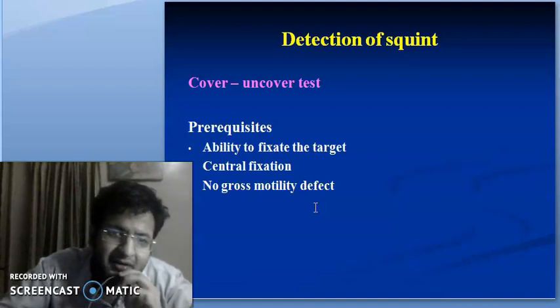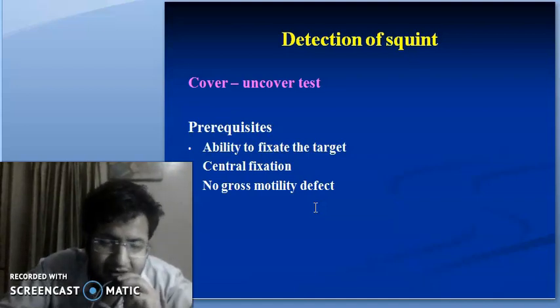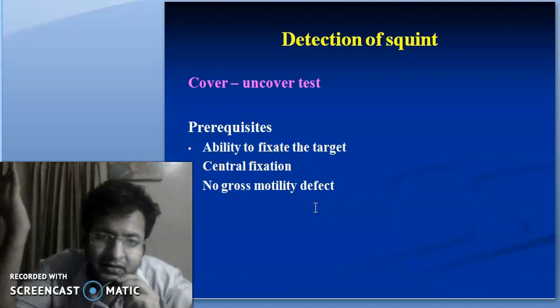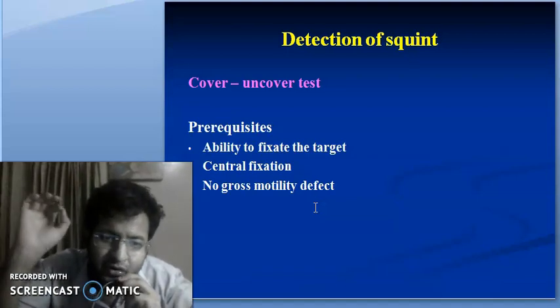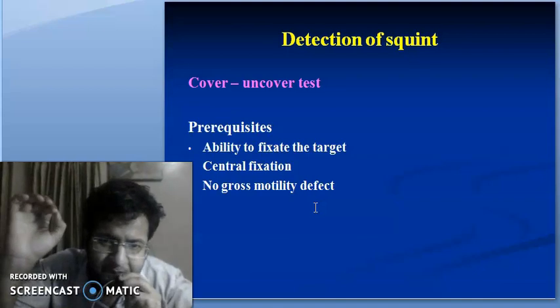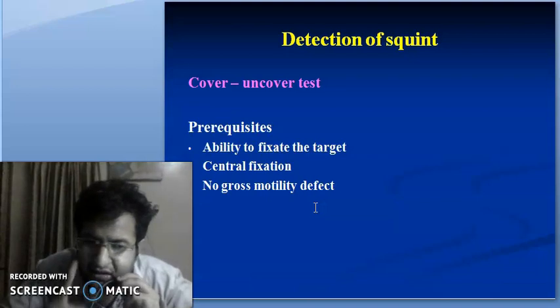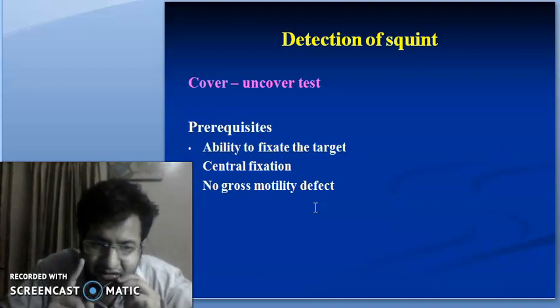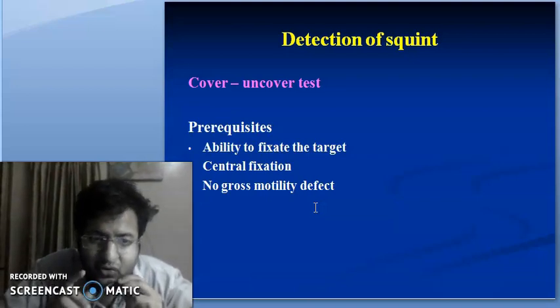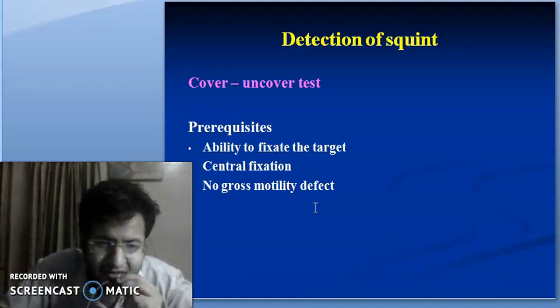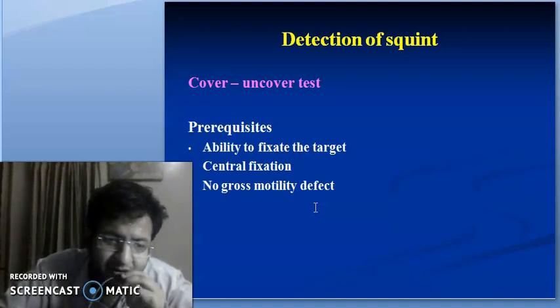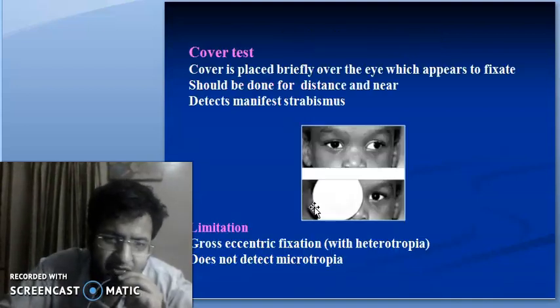Detection of squint. Detection of squint can be done with the cover test and the cover-uncover test. And the prerequisites for doing a cover-uncover test are: the subject should be able to fixate the target with one eye, central fixation should be there, and no gross motility defect should be there. Only then the cover-uncover test has to be done. Otherwise, if there is any gross motility defect like ophthalmoplegia or paralysis, cover-uncover test is not much useful.